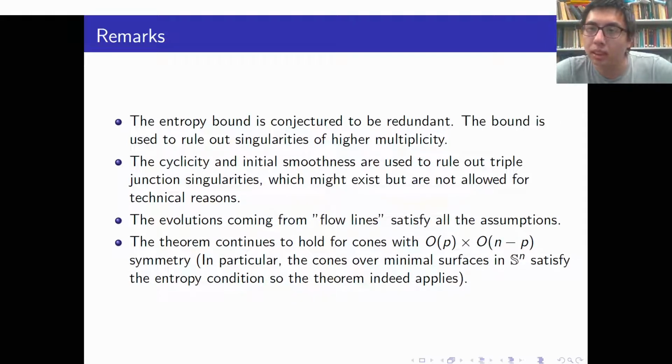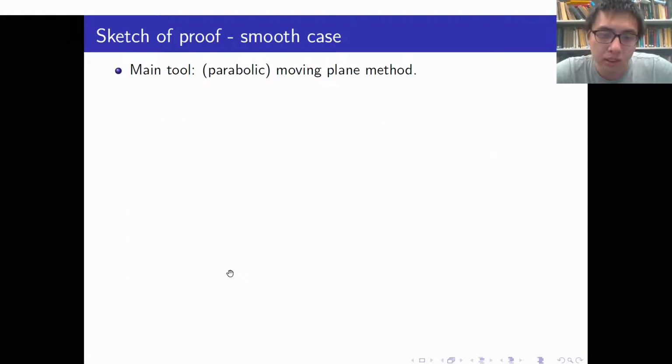And in particular, I didn't say this very formally, but in particular, the cones over minimal surfaces, the so-called Simons type cones, also satisfy the entropy condition. So the theorem also applies to those cones. And the conclusion would be that any integral unit-regular and cyclic Brakke flows are O(P) cross O(N minus P) symmetric.